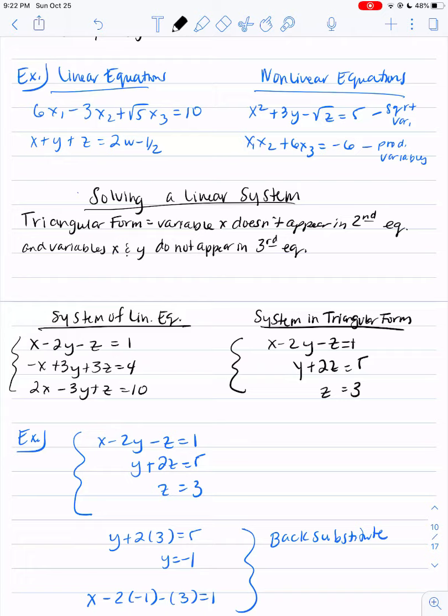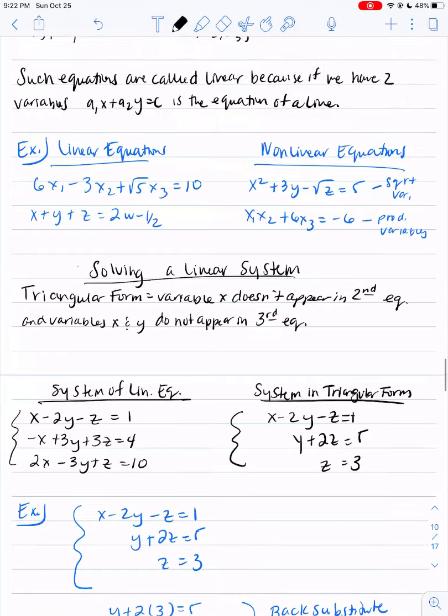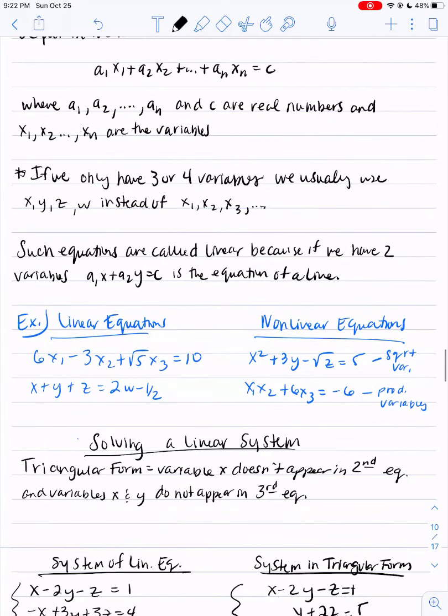For example, 6x1 minus 3x2 plus the square root of 5 x3 equals 10 is a linear equation because all my coefficients are constants and real numbers, and my x's are the variables. Another example of a linear equation is x plus y plus z equals 2w minus 1/2. All the coefficients are real numbers and constants, and I have my variables.